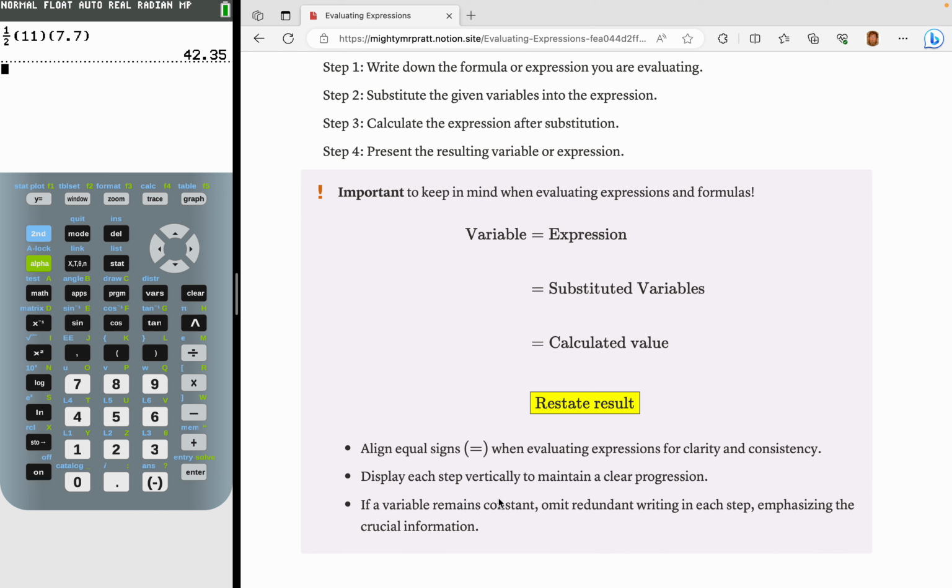If the variable, again, remains constant, omit redundancy by not writing it each step. It emphasizes the critical information only. So you can see right here, the variable is not going to change, so I'm not going to rewrite it on the left side. I'm going to make the reader focus on the right.